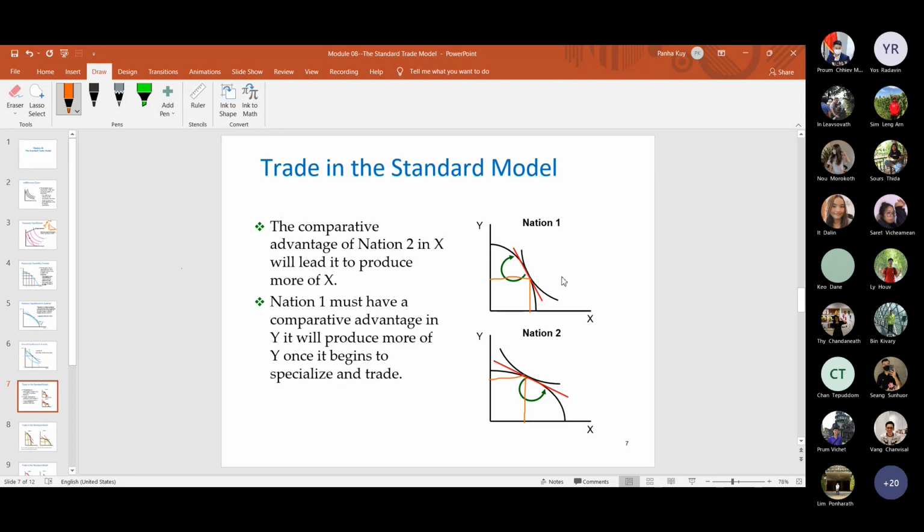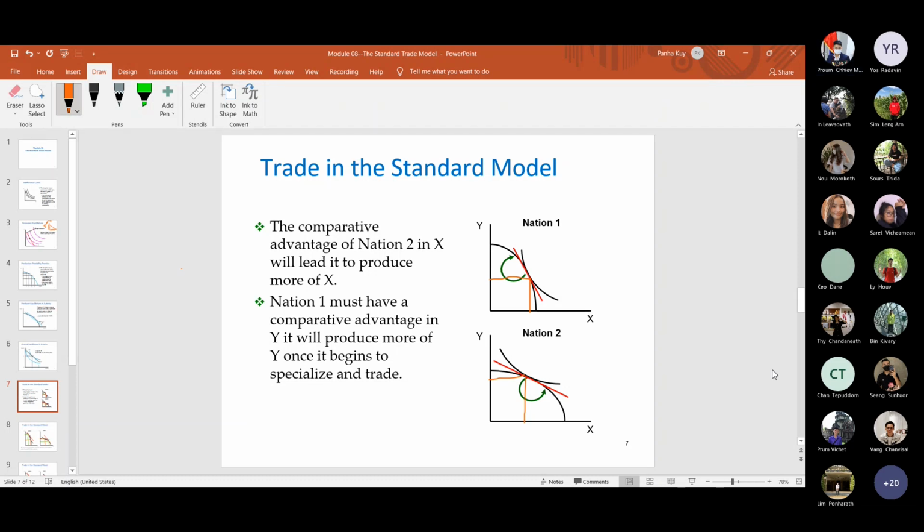Teacher, that is clear about the budget, teacher. But for one last time, can you explain again the difference between the indifference curve and PPF, teacher? It's kind of confusing. Indifference curve and PPF line, teacher.